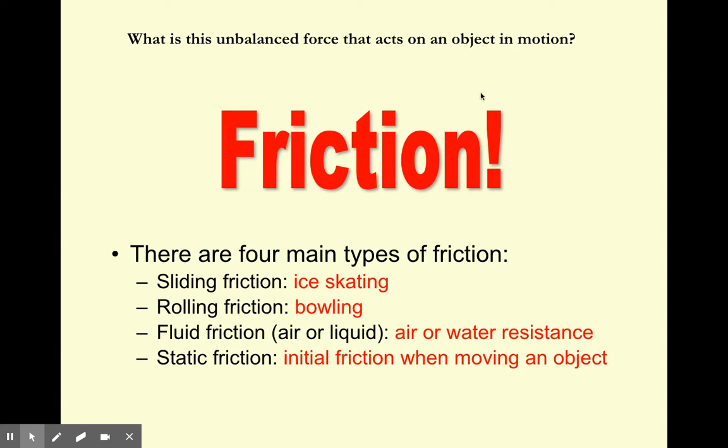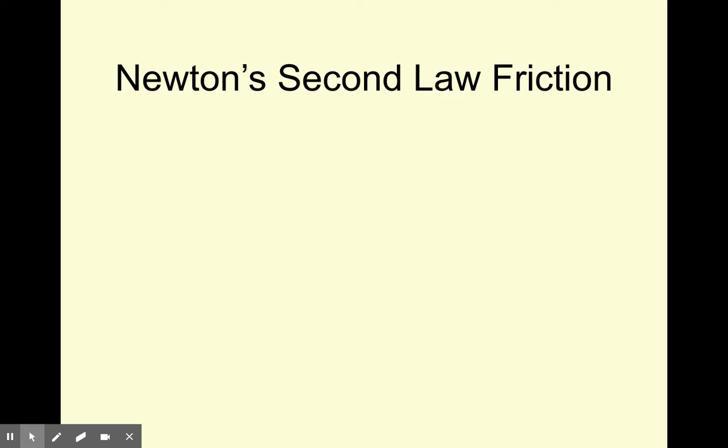And we're focusing on what you can see here called friction. All right. What is this unbalanced force that acts on an object in motion? And that is friction. There are four major types of friction: sliding friction, rolling friction, fluid friction, which is usually air or liquid. We tend to say fluid as water, but air is also a fluid, Newtonian fluid, and then static friction. This is the initial friction when moving an object. Static friction is why things don't just slide off the table or your butt slides out of a chair, okay, because of this whole idea of static friction.